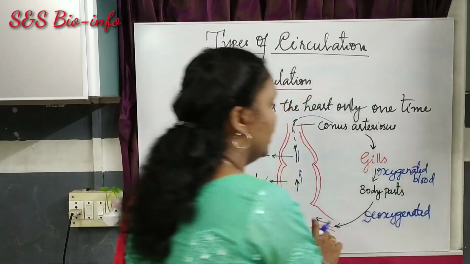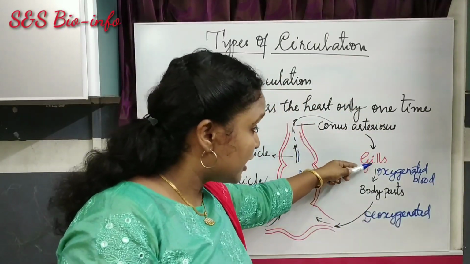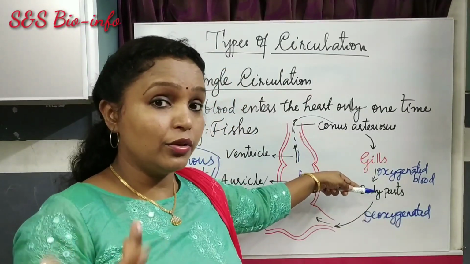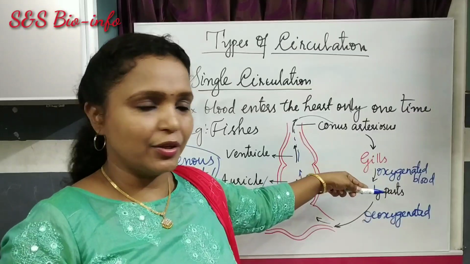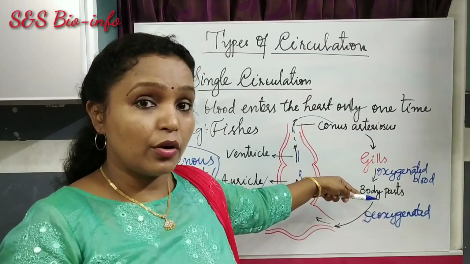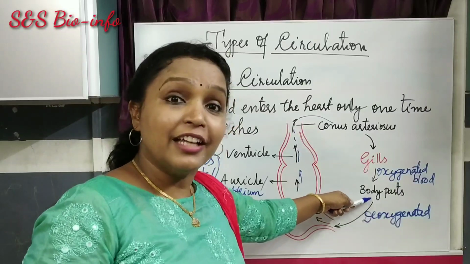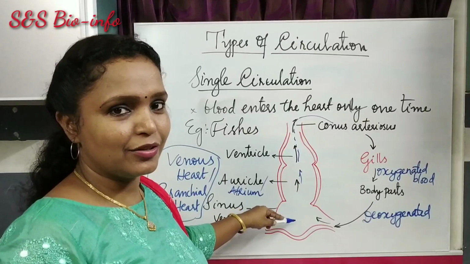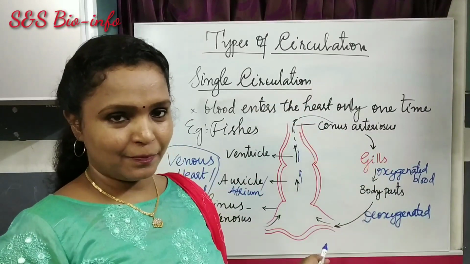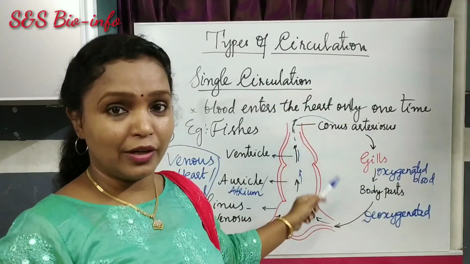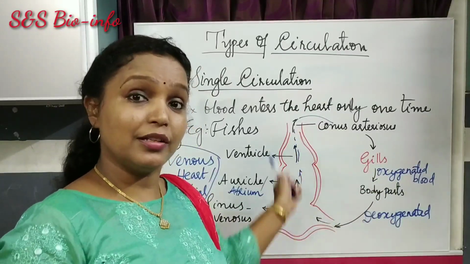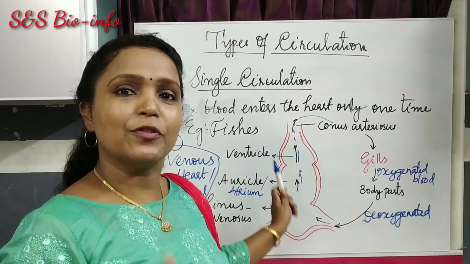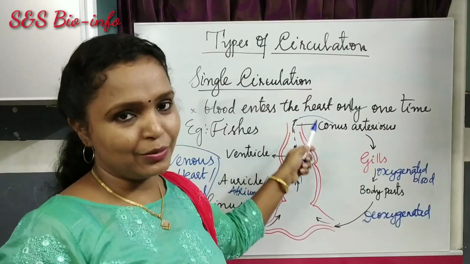After oxygenation, the pure blood is transported from the gills to the body parts. Then the body parts or organs utilize the oxygen for their energy production. Thereafter, carbon dioxide is released into the blood. Then the blood is called deoxygenated blood. Then it reaches the sinus venosus. Again the cycle repeats. So this is one complete circulation, one cycle. During this one cycle, blood enters the heart only one time. So this type of circulation is called single circulation.